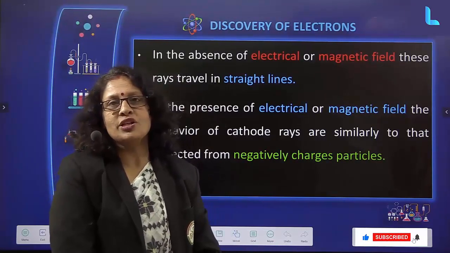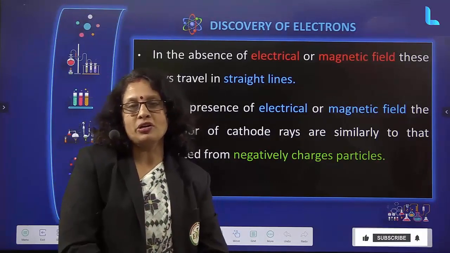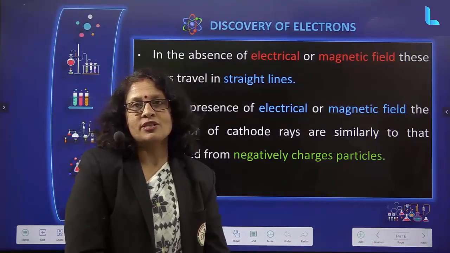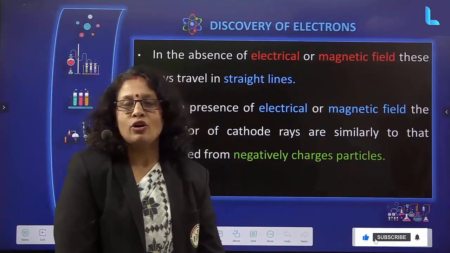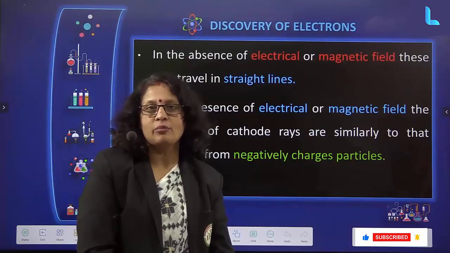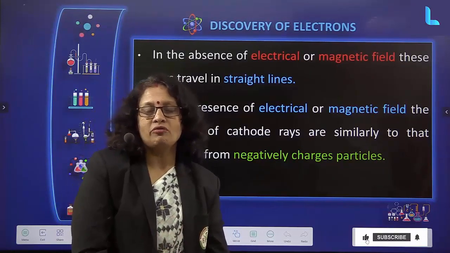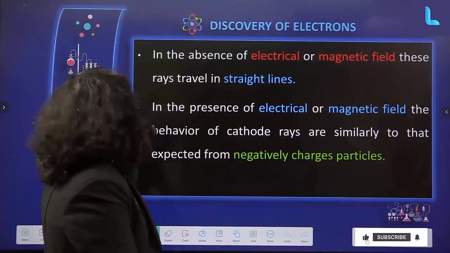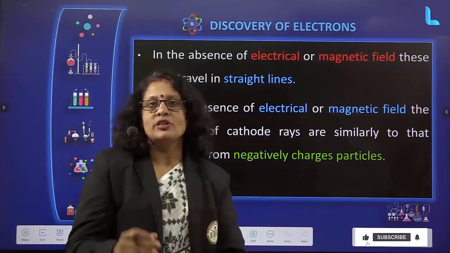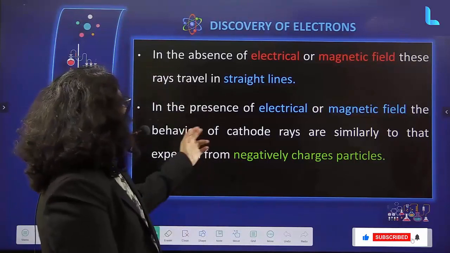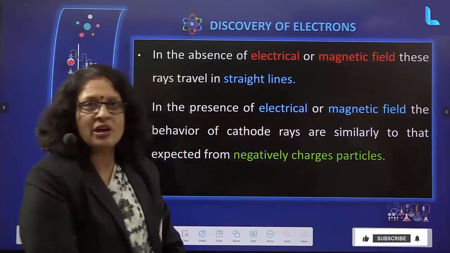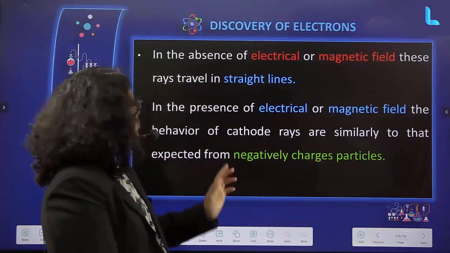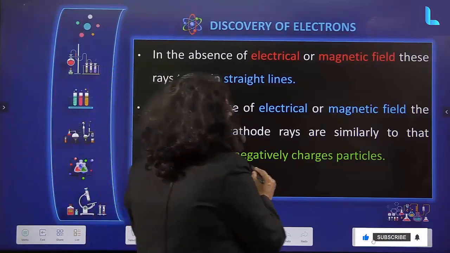The second conclusion is that when the particles fall on the zinc sulfide corner towards the anode, the corner starts glowing. It shows that they are not visible by themselves, but in the glow we can see them. And the third conclusion is about the presence of an electrical or magnetic field. In the presence of a field, what will happen? In an electric or magnetic field, the behavior of cathode rays is similar to that expected from negatively charged particles.